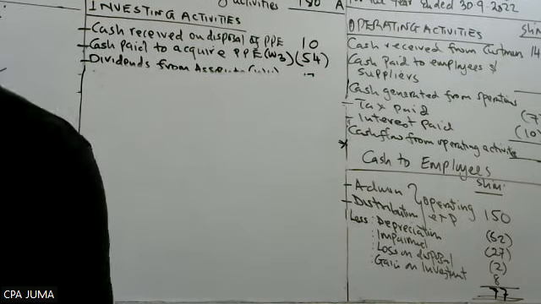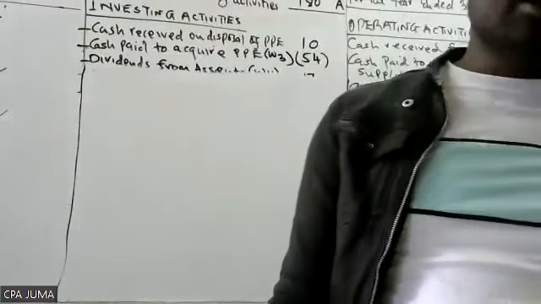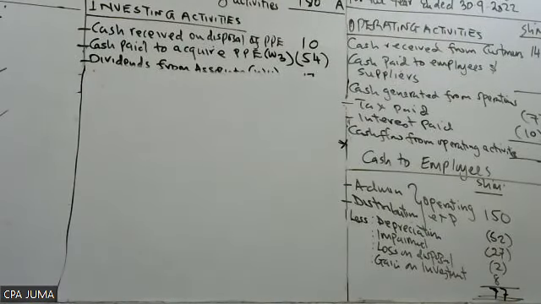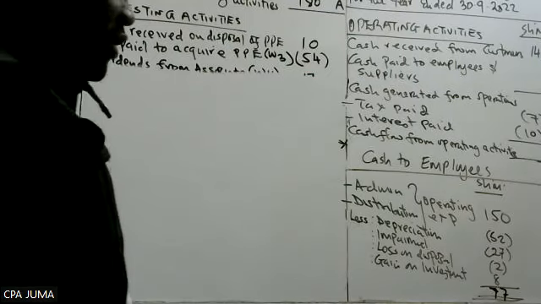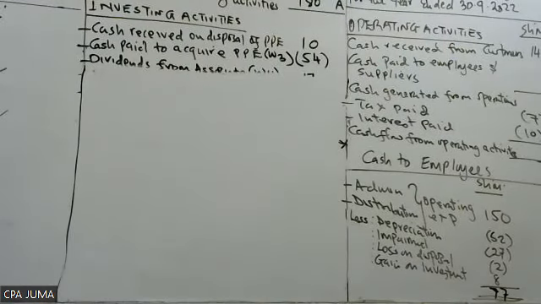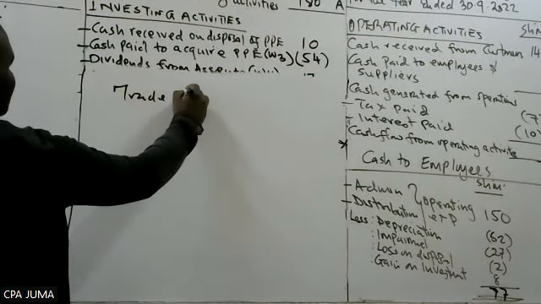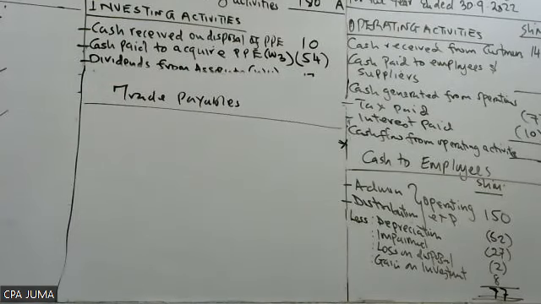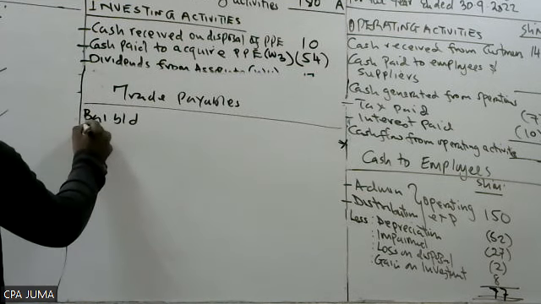So you say, to determine, that's the last one, to determine cash paid to suppliers, reconcile the trade payables account as follows. Trade payables. So payables, we kick off with the balance brought down. Check the balance brought down.